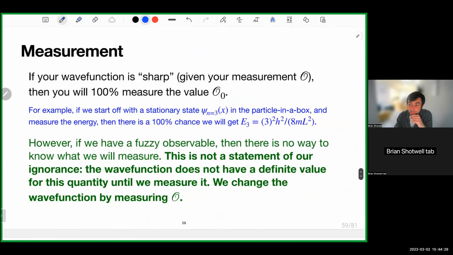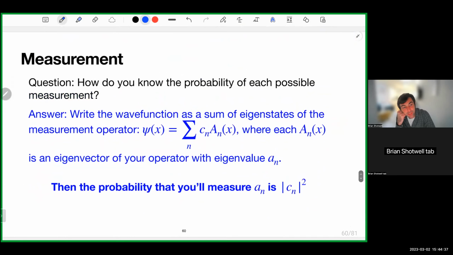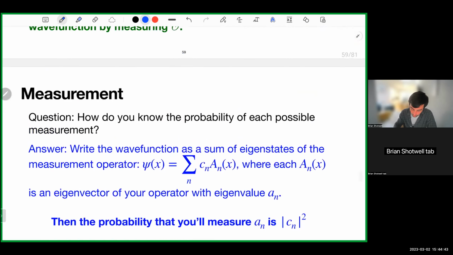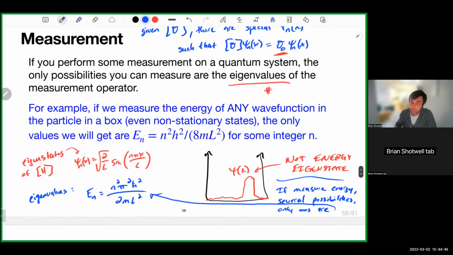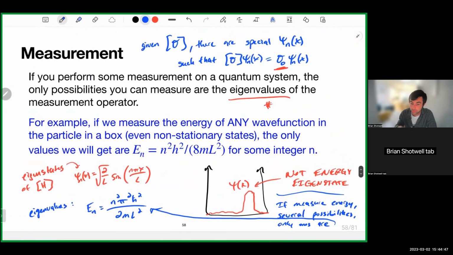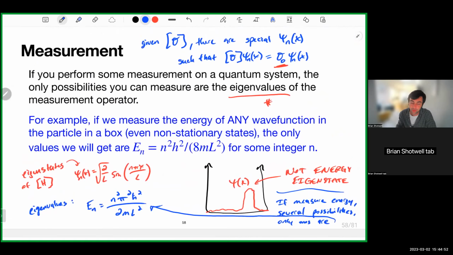I would ask for questions, but this is a little less interactive. So I'll keep going. All right, so the main question that remains is how do we know the probability of each possible measurement? So how do we actually calculate? I said that maybe n equals 2 is a possibility for what we would get out of an energy measurement here. But how do we know the exact probability?